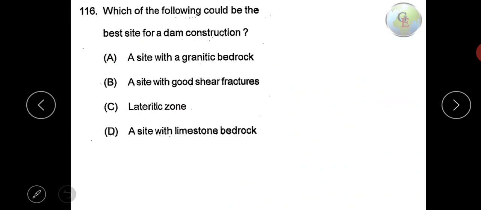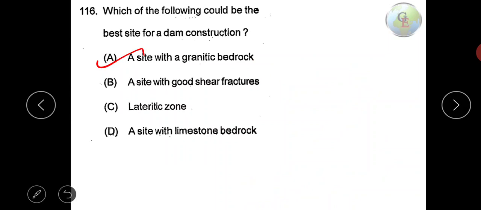Next question. Which of the following could be the best site for dam construction? First option is a site of granitic bedrock. Next options are a site of good shear fracture, a site of lateritic zone, and a site of limestone bedrock. Here the answer will be a site of granitic bedrock, because as we know, granite is the top and hardest rock in nature.